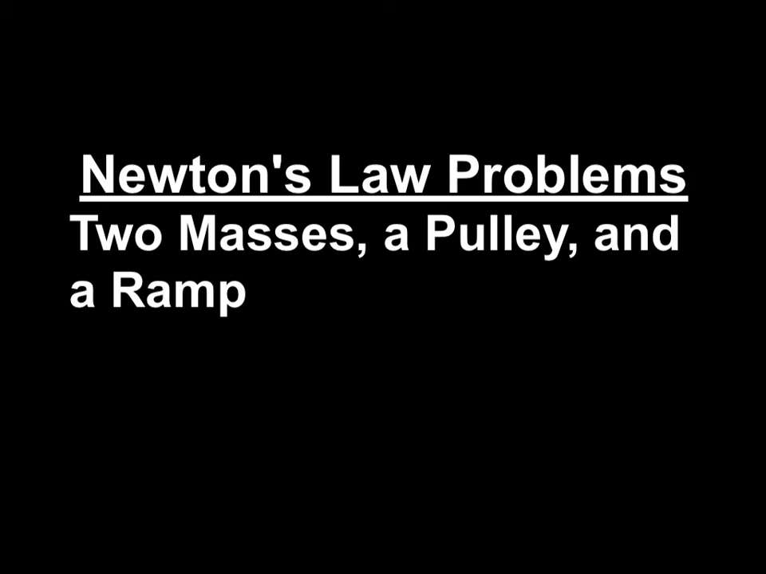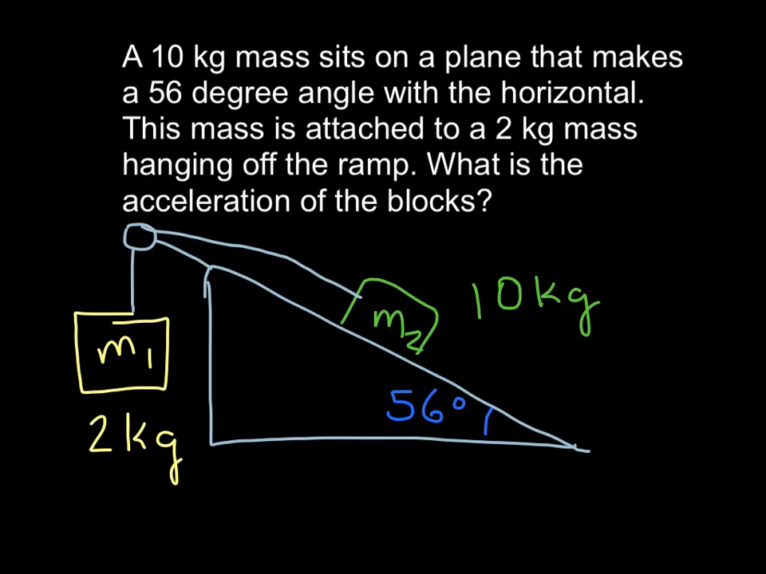So we're going to work an example of a Newton's law problem using two masses, a pulley, and a ramp. In this problem, a 10 kilogram block is attached by a pulley and a string to a 2 kilogram block, sitting on an inclined plane at an angle of 56 degrees.